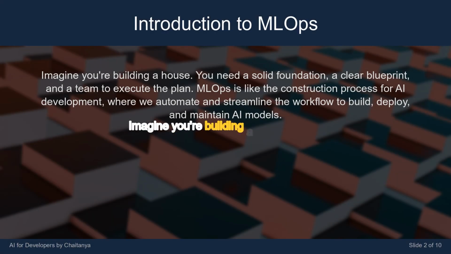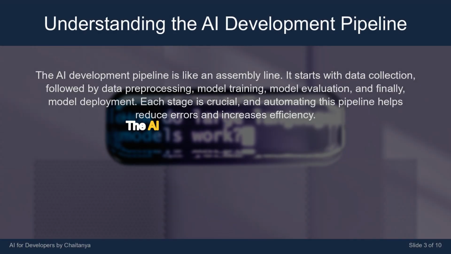Imagine you're building a house. You need a solid foundation, a clear blueprint, and a team to execute the plan. MLOps is like the construction process for AI development, where we automate and streamline the workflow to build, deploy, and maintain AI models. The AI development pipeline is like an assembly line.